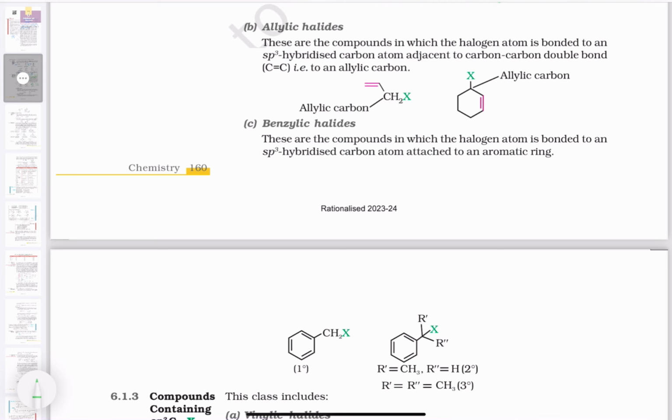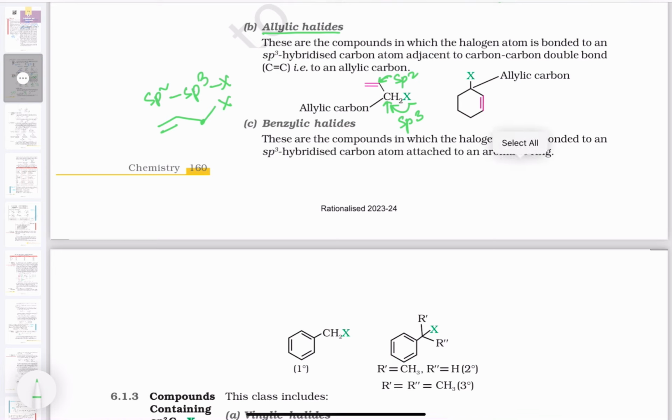Now come to this point, which is allylic halides. Look at this carbon, and look at this carbon. This halogen is attached to this carbon, which is sp3, and the neighboring carbon is sp2. The sp2 carbon is connected to the sp3 carbon and then the halogen. So this is known as allylic. This carbon is known as allylic carbon. Remember, if any halogen or group is connected to this carbon, it is classified on the basis of the allylic position.